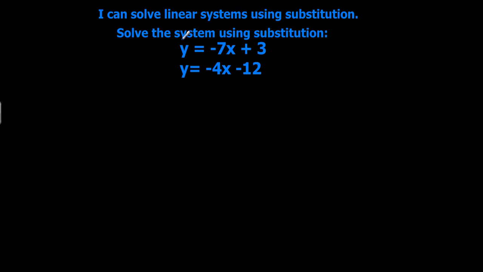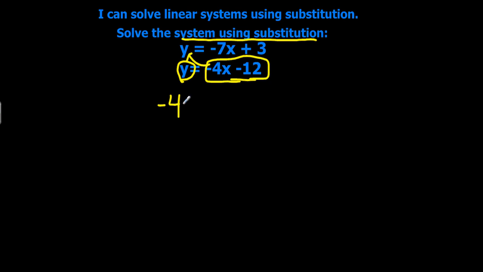If we want to solve the system using substitution, we are going to take the value for one of our y's, which is right here, negative 4x minus 12, that's what y equals, and we're going to substitute it for the y in the other equation. So it's going to give me negative 4x minus 12 equals negative 7x plus 3.